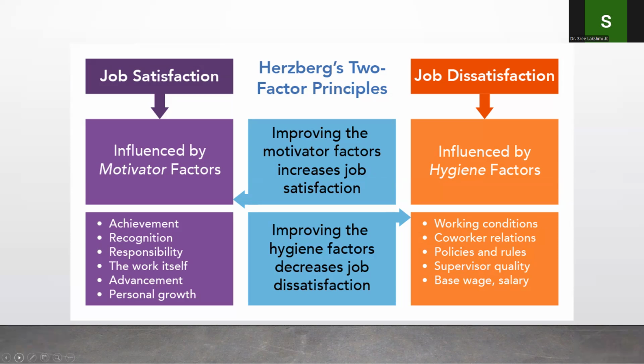Herzberg's two-factor principle also talks about job dissatisfaction, which is influenced by hygiene factors such as working conditions, relationship with co-workers, rules and regulations or policies, the quality of supervisor, and base wage or salary. So, improving the motivator factors increases job satisfaction. Improving the hygiene factors decreases job dissatisfaction. This is how Herzberg has classified the two factors which contribute to and motivate an employee in an organization.